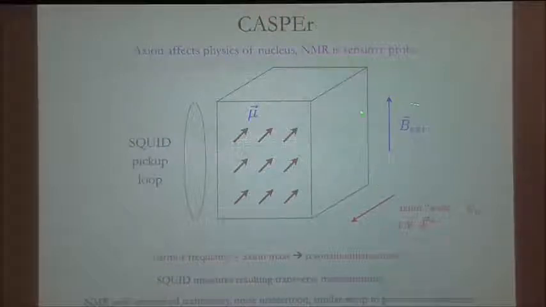If you apply an external magnetic field, there's something called the Larmor precession frequency, which is the frequency at which the spins like to precess naturally. And when that precession frequency equals the mass of the axion, there is a resonance where there will be an enhanced spin precession.